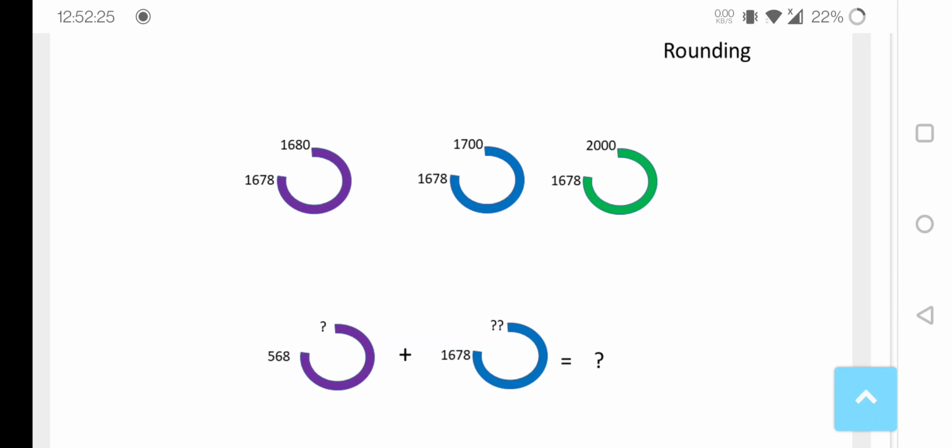So just understand this. It's rounding up to tens, rounding up to hundreds, rounding up to thousands. That's how you can solve it.